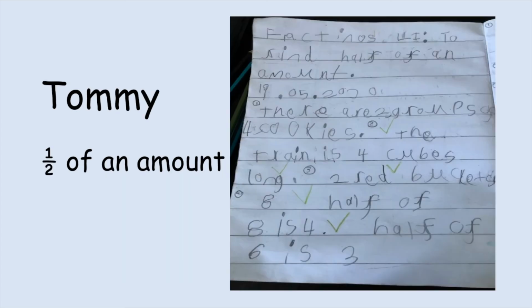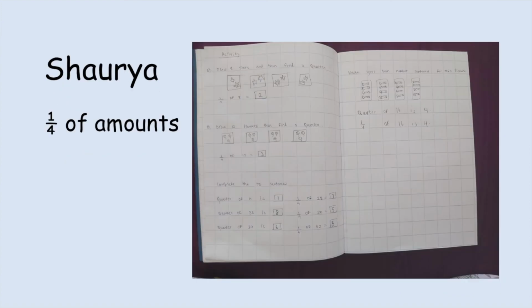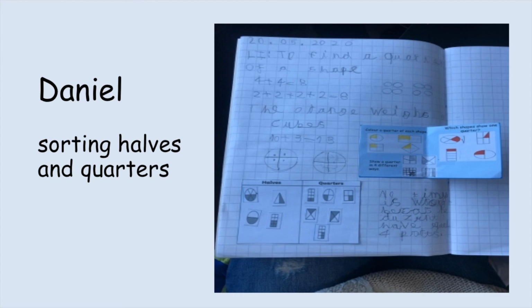Well done, Darsh. Well done to Tommy for finding half of an amount. And Tommy is also working hard on his handwriting. Well done, Tommy. Well done to Shoria for finding a quarter of an amount in maths. Beautiful work. And well done to Daniel, especially for sorting halves and quarters into categories and working out his problem solving and reasoning questions.